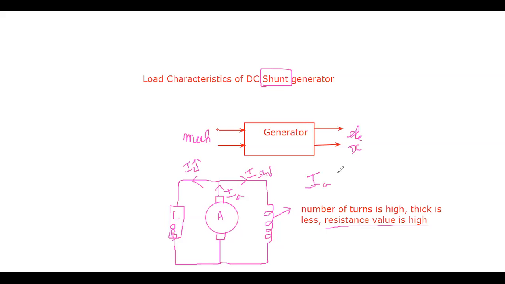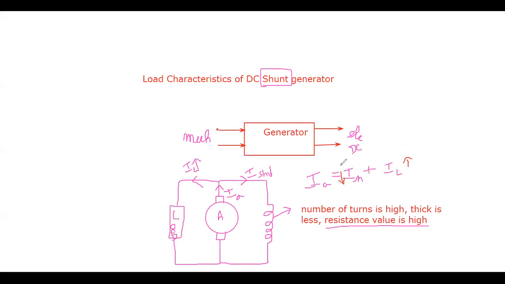IA is equal to I_SH plus IL. This depends upon the current division rule, which you study in your circuit theory. Depending upon the current division rule, the total current IA is split into two: I_SH plus IL. So here the load current value will be higher, whereas the shunt current value will be lesser.